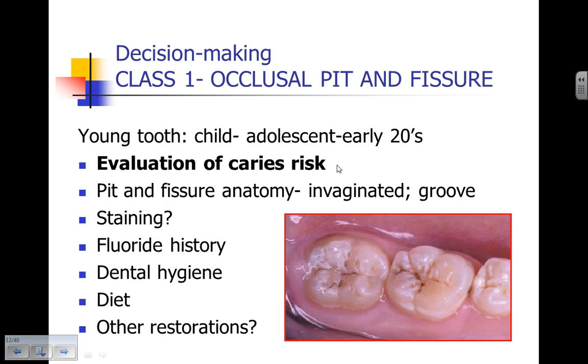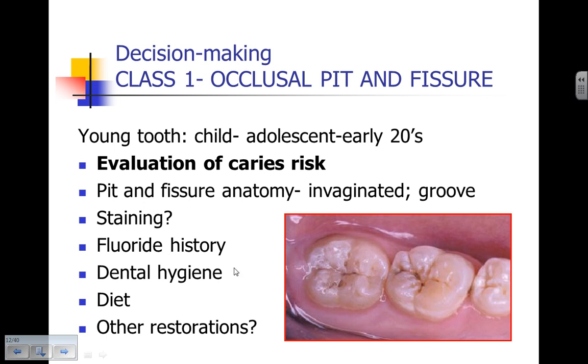And we start by looking and evaluating caries risk. We'll also be looking at the pit and fissure anatomy. Is it invaginated? Is it a groove? Is it a susceptible pit and fissure? Do you notice color changes, staining, brown, white opacities, changes in translucency? For this young child, what's the fluoride history? What's the history of varnishes, in-office fluoride treatment, their dental care, and their regular dental visits?